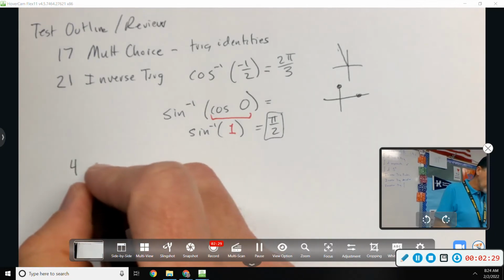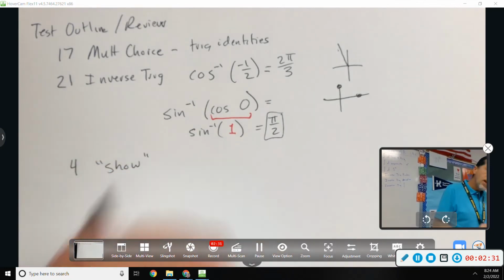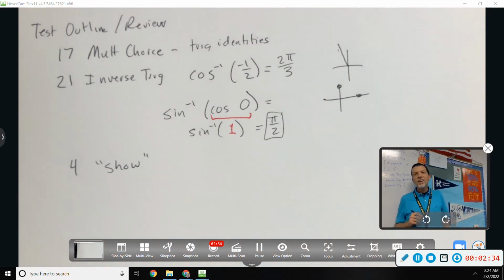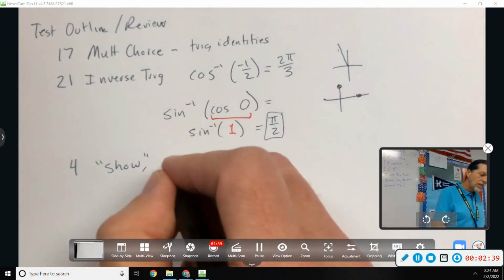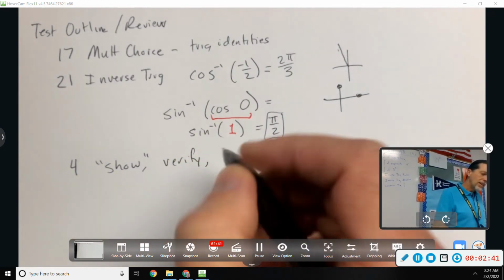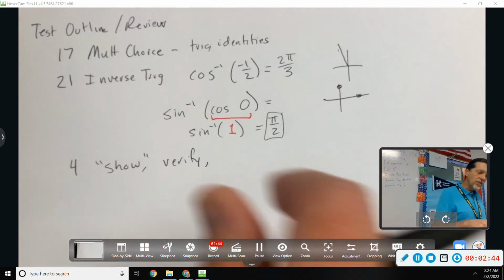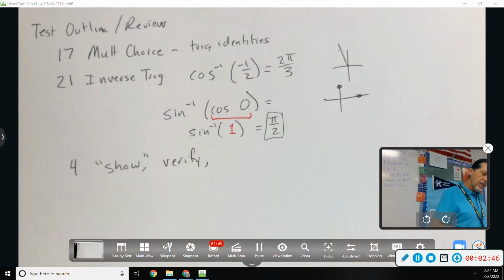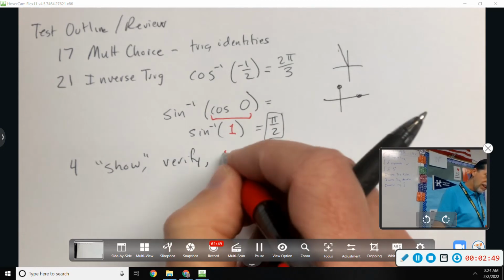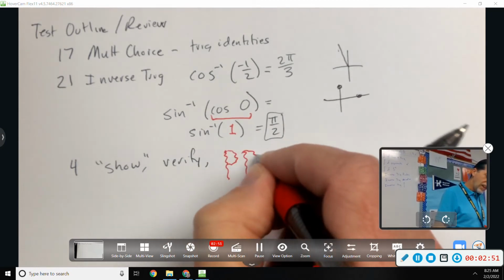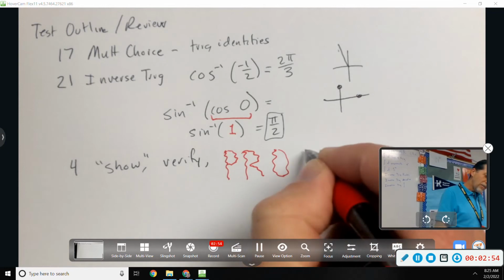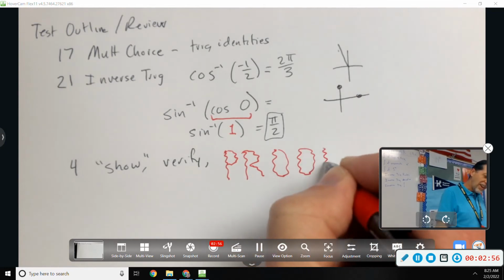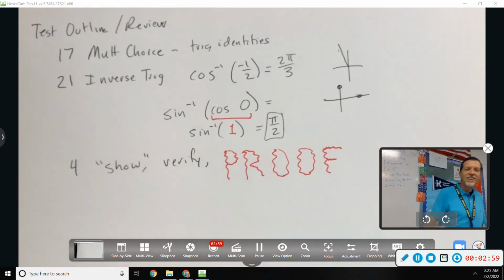And then 4 problems that say show, right? Because we're avoiding the P word. Verify is another way to say it. And if you aren't scared, there you go. That's my scary handwriting. Is that pretty good for scary handwriting? I gotta say, that's pretty impressive. So 4 of those.